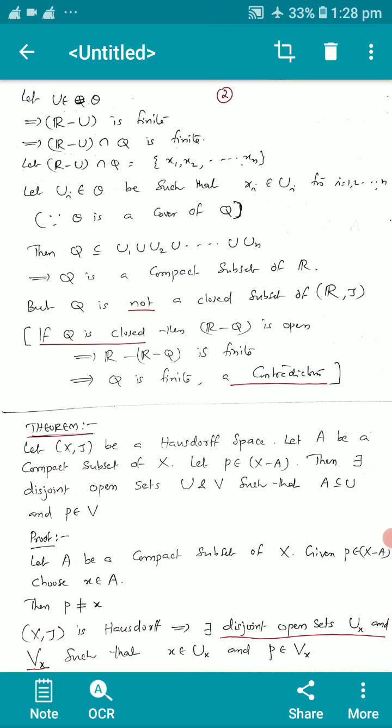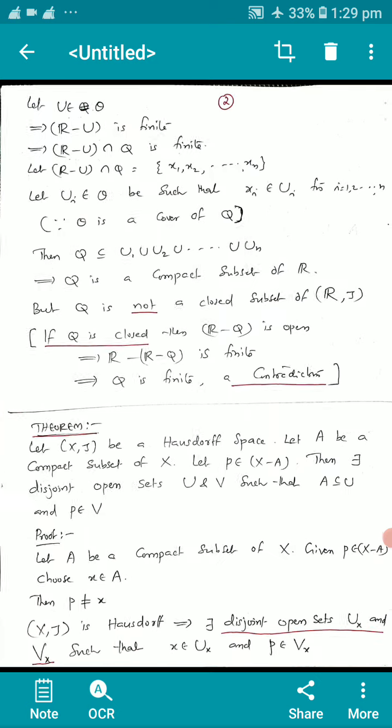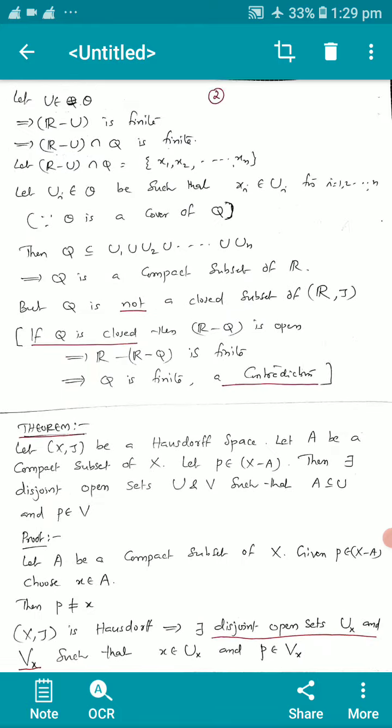But Q is not a closed subset of R with tau, because if Q is closed, then R minus Q is open. This implies R minus Q is finite. That shows Q is finite, which is a contradiction. This is the counterexample.